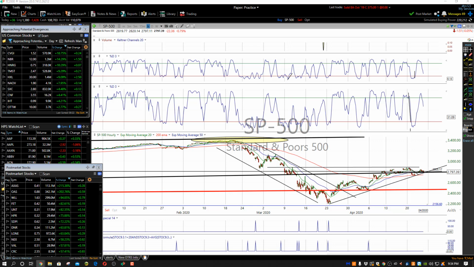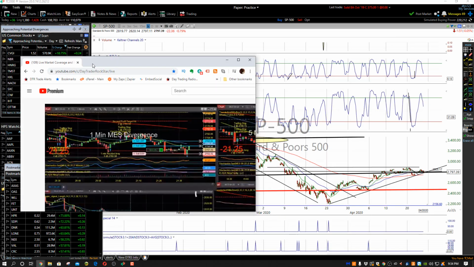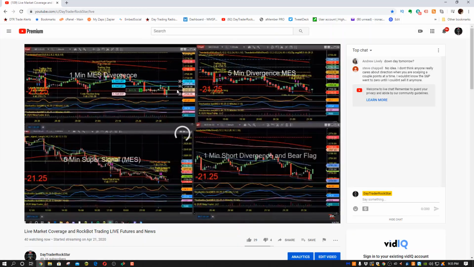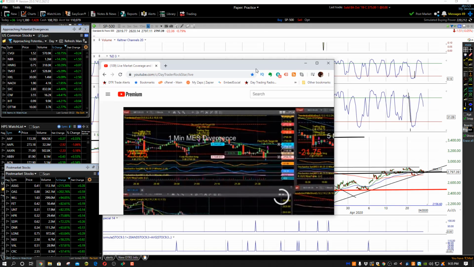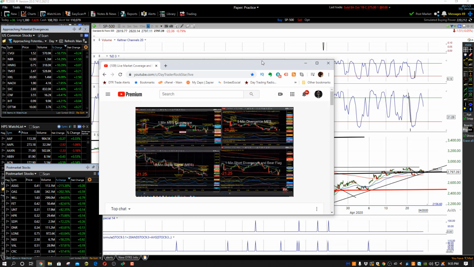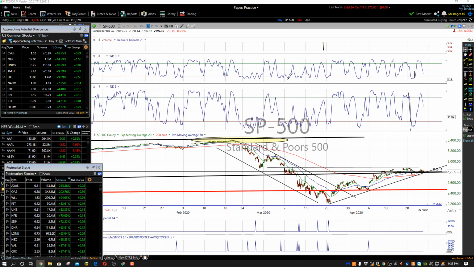All right, so this looks like what's going on right here now. It just hit a target. The divergence. Look at this thing take off here. That's off of a nice divergence call. I got a lot of stuff running, that's why it seems a little blurry to you. But anyway, that's an active setup right now. Let's move on here. All right, so the S&P.